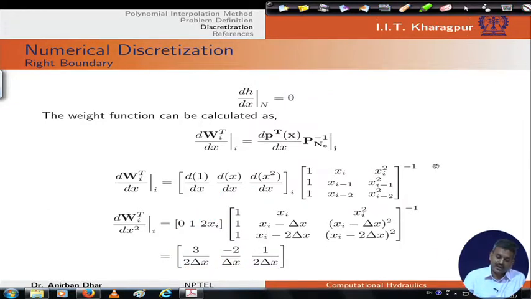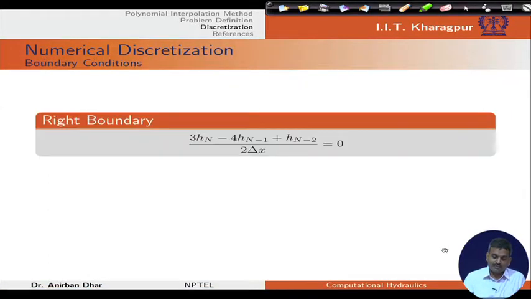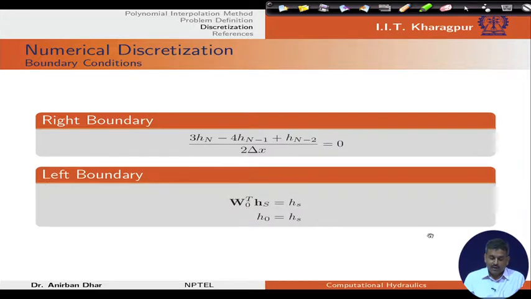Now, we can directly use this approximation for the right boundary. So, 3 h n minus 4 h n minus 1 plus h n minus 2, and for the left boundary we have directly h 0 equals h s or specified value in this case.